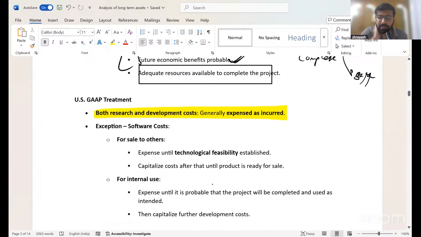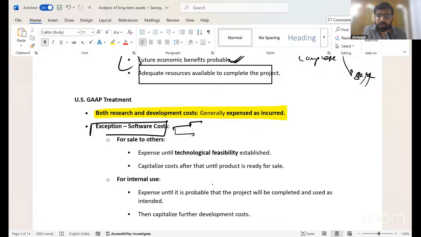So in US GAAP, sir, research and development, both the costs are expensed. But in case of software, it is something else. Software is an exception. In the US, software is an exception. Okay, fair enough. Sir, how would that be an exception? Like, how would the research and development cost work there in terms of capitalization?